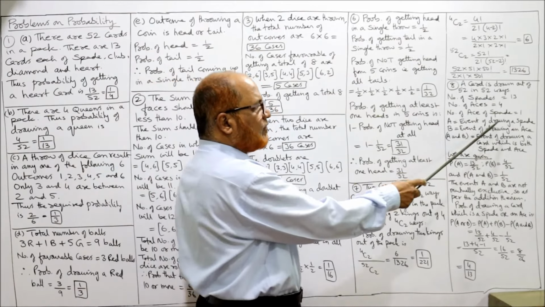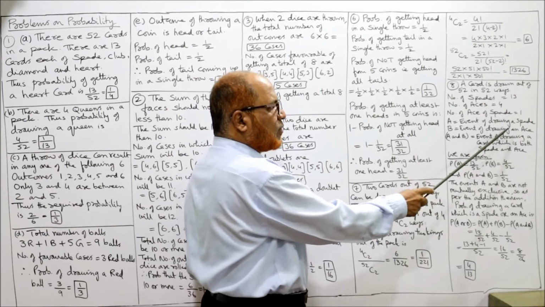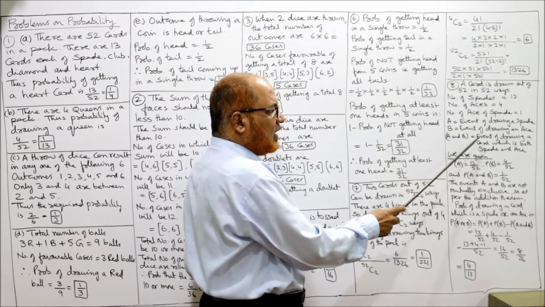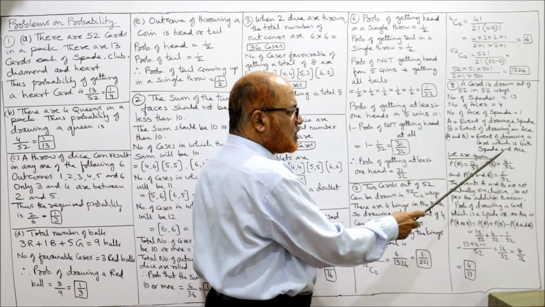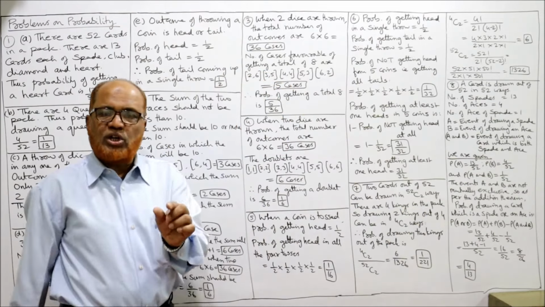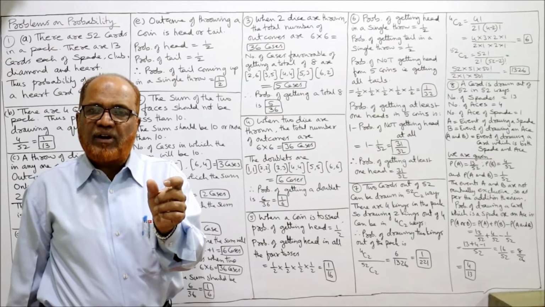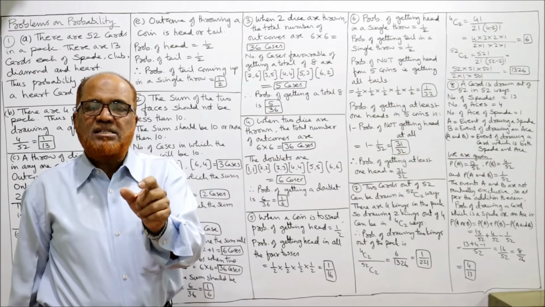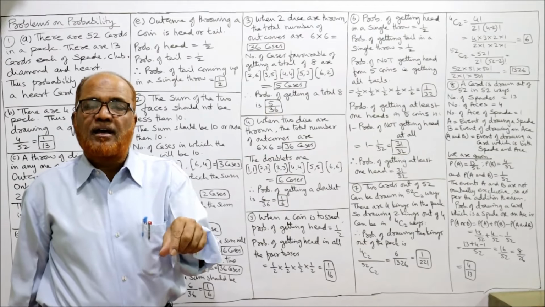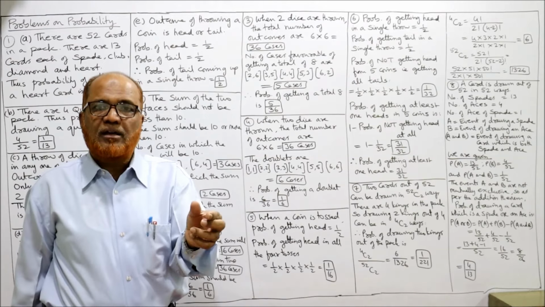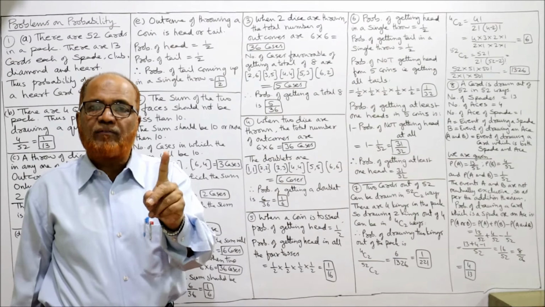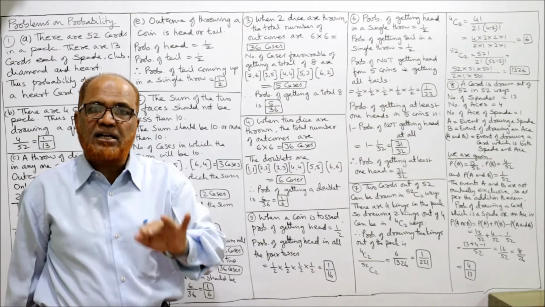A is the event of drawing a spade. B is the event of drawing an ace. A and B, event of drawing a card which is both spade and ace. हम notation में symbol में डाल देंगे. A event है. A is the event of drawing a spade. B is the event of drawing an ace. And A and B is the event of drawing a card which is both ace and spade.